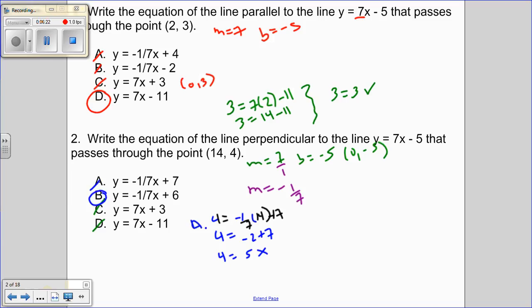But let's just verify that there are no mistakes on this test. Again, our y value is 4, negative 1 over 7, our x value is 14, plus 6. So 4 equals, again, negative 1 over 7 times 14, which is negative 2. And then negative 2 plus 6 is 4. So yes, B does check out.